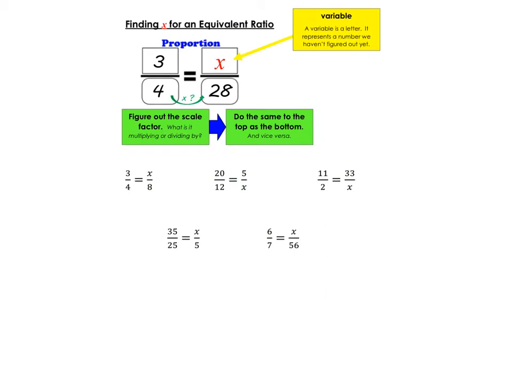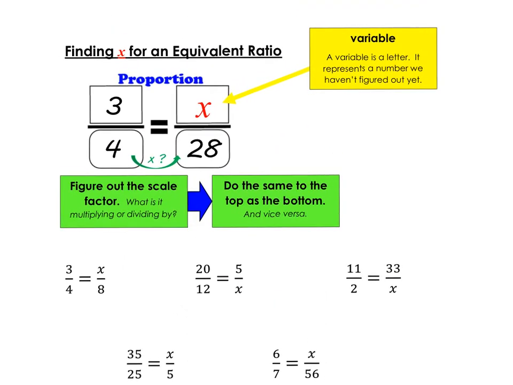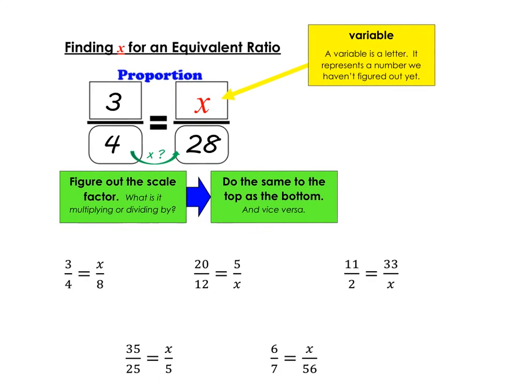All right, now let's do some example problems. So we're going to be finding x for the equivalent ratio. So we're going to set a proportion. Remember, this is called our variable, a letter in math. A variable is a letter. It represents a number we haven't figured out yet. So we're trying to find the variable, the x. It's our unknown, okay?